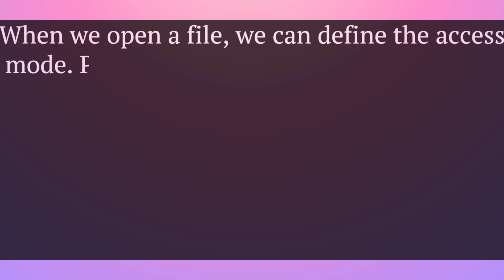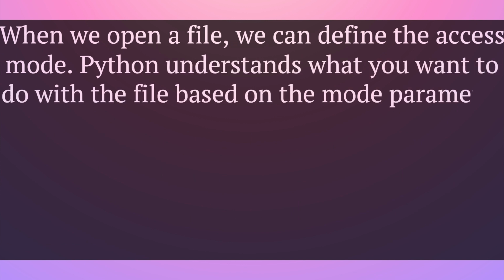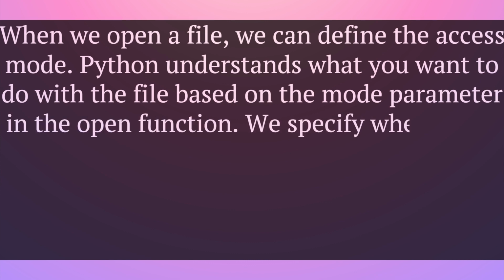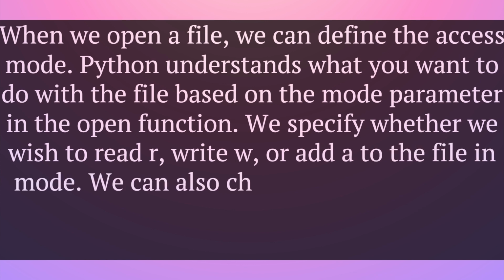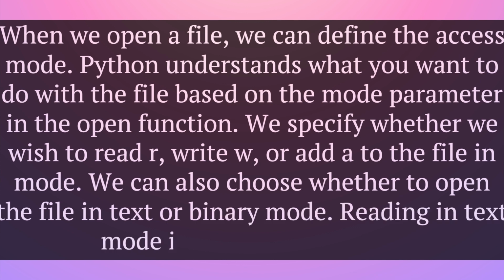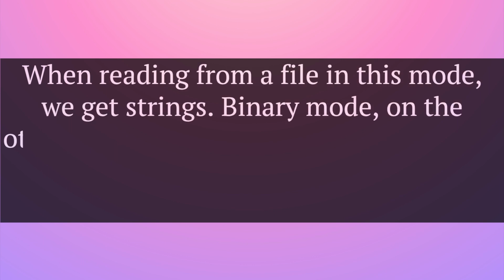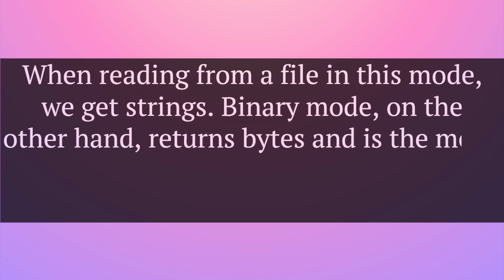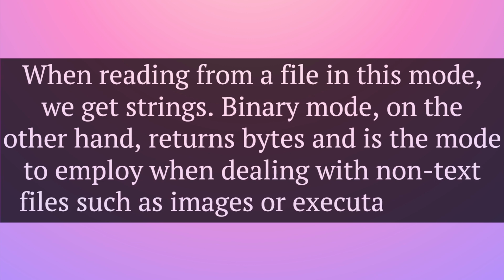When we open a file, we can define the access mode. Python understands what you want to do with the file based on the mode parameter in the open function. We specify whether we wish to read, write, or add to the file in mode. We can also choose whether to open the file in text or binary mode. Reading in text mode is the default setting. When reading from a file in this mode, we get strings. Binary mode, on the other hand, returns bytes, and is the mode to employ when dealing with non-text files such as images or executable files.